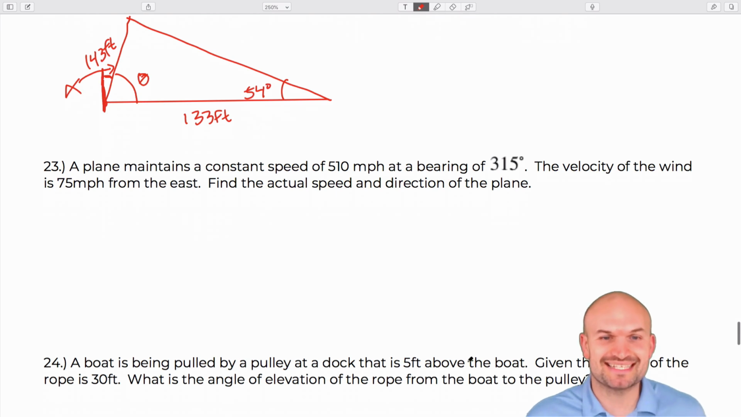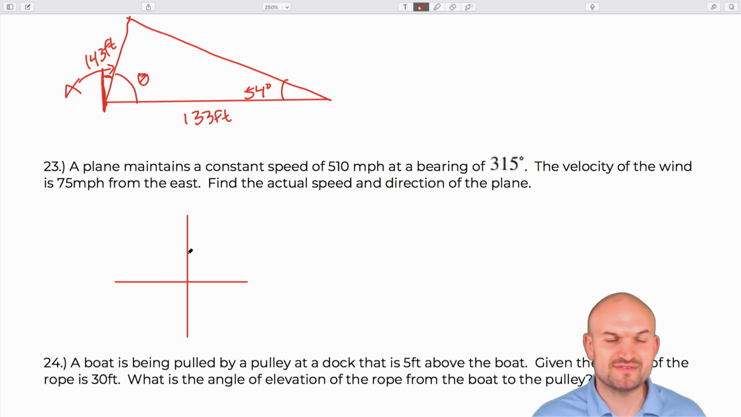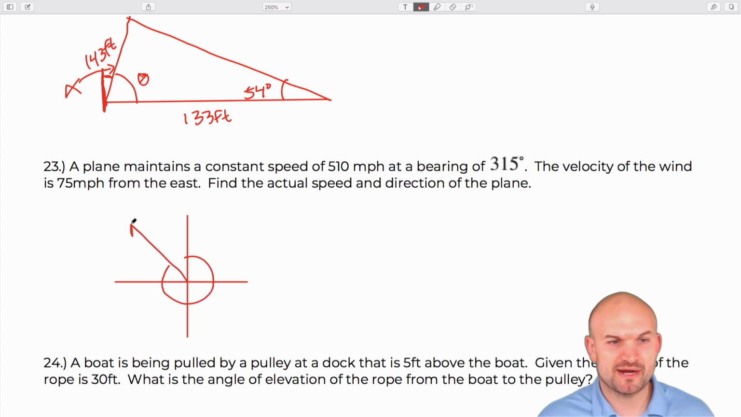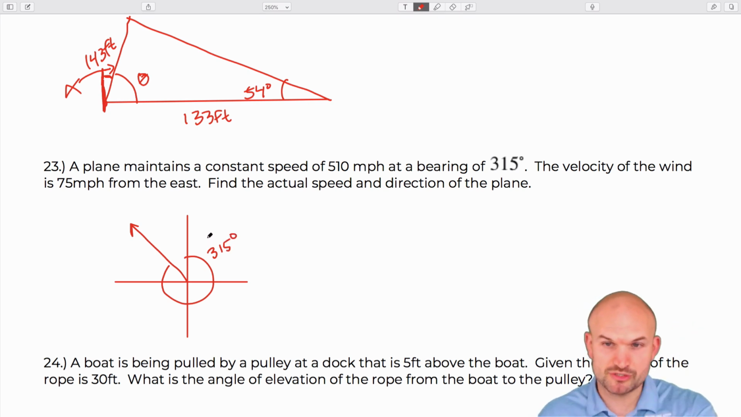A plane maintains a constant speed of 510 miles per hour at a bearing of 315 degrees. The velocity of the wind is 75 miles per hour from the east. Find the actual speed and the direction of the airplane. All right, so now we have a bearing from due north. So 315 degrees is really just going to be 45 degrees west of north, but we'll just go from there. So there's your bearing. That represents 315 degrees. Remember, bearing is always measured from due north.